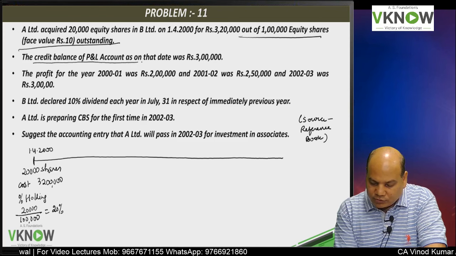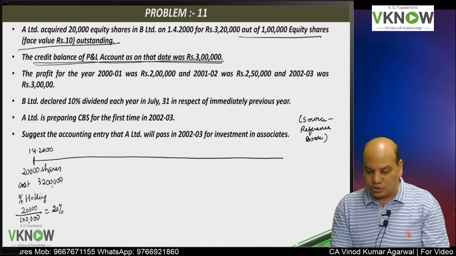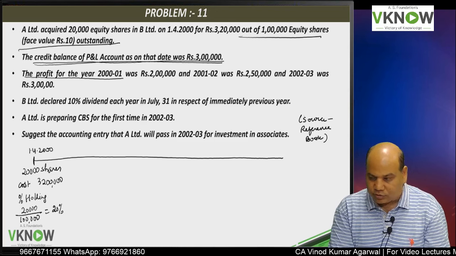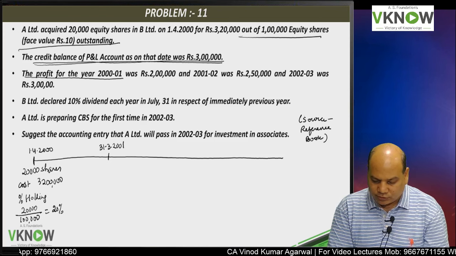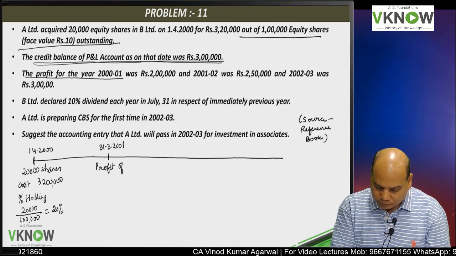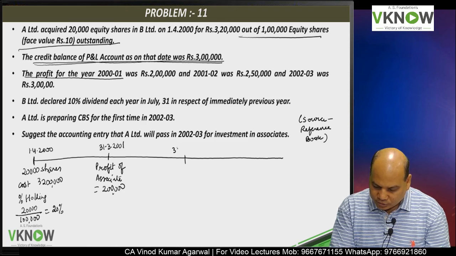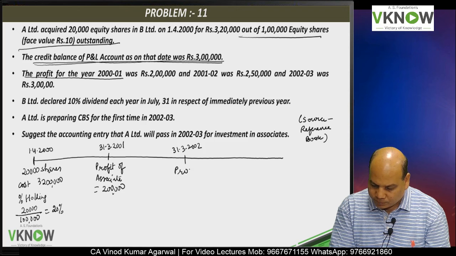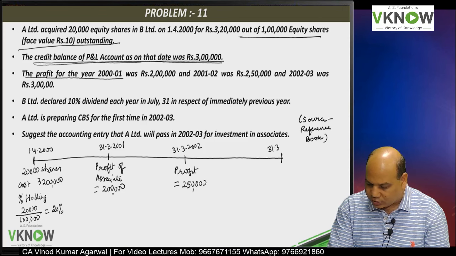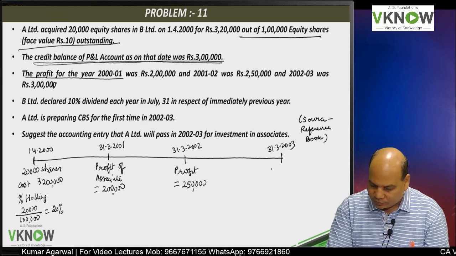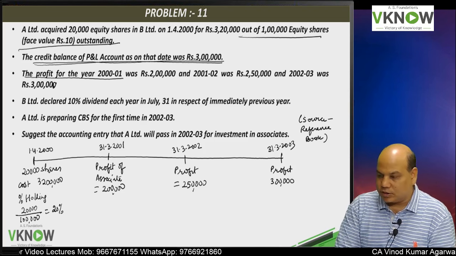And the problem says the credit balance of P&L account on that date was 3 lakh. In the associate's books, P&L account was 3 lakh rupees. Profit for the year 2000-2001, that means the year ended 31st March 2001, profit earned by the associate is 2 lakh. Then for the year ended 31st March 2002, the profit of the associate is rupees 2,50,000, and for the year ended 31st March 2003, the profit earned by the associate is 3 lakh. Is it right? So up to this is clear from the timeline.